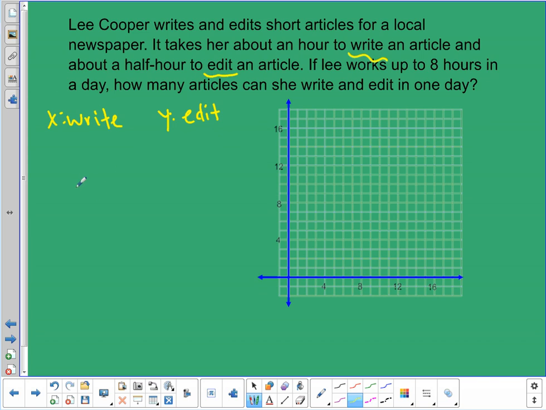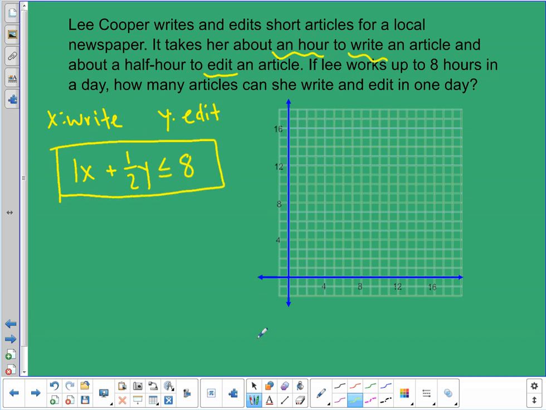So we have to consider what's happening to X and what's happening to Y. To X, it's about 1 hour. So we have 1 times every X. And for the editing, it's a 1/2 an hour. So that's plus 1/2 times every Y. Now she can only work up to 8 hours in a day. So that's going to have to be less than or equal to 8 hours. That's the equation that we need to write.